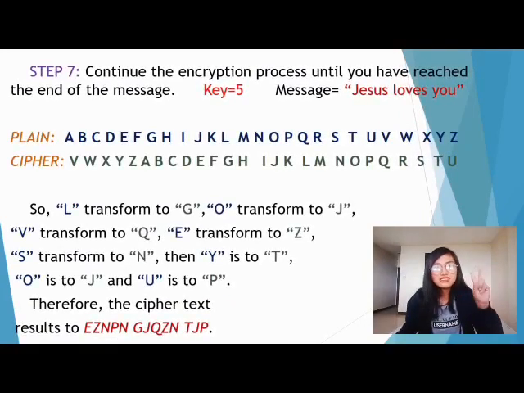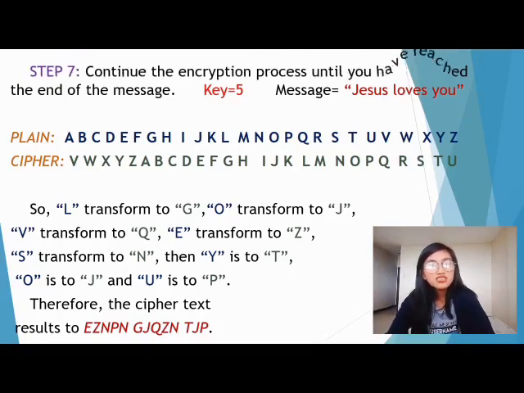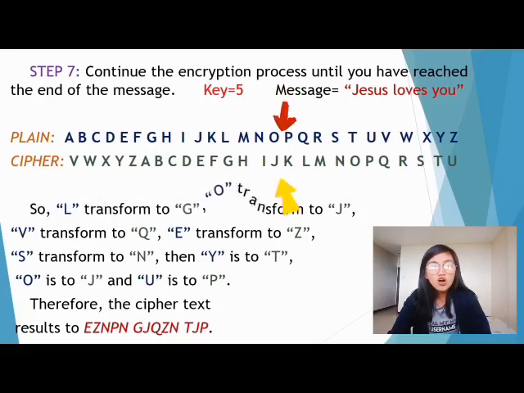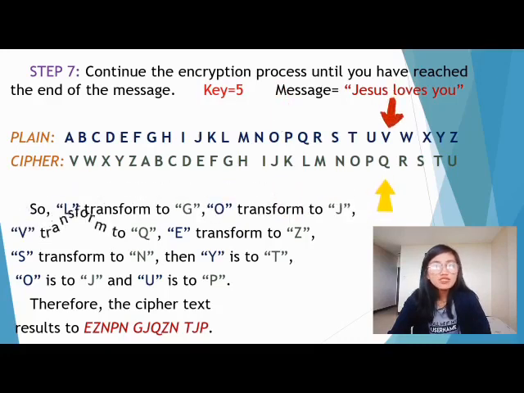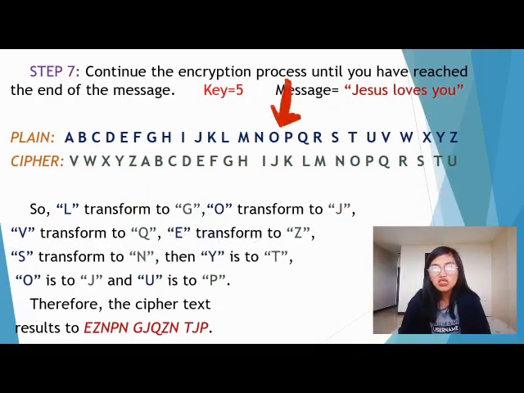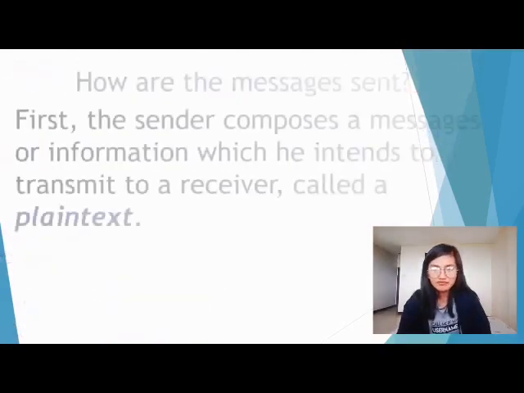Lastly, the 7th step. The 7th step is continue the encryption process until you reach the end of the message. So L transform to G, O transform to J, V transform to Q, E transform to Z, S transform to N, then Y is to T, O is to J, and lastly U is to P. Therefore, the ciphertext results to E, Z, N, P, N, G, J, Q, Z, N, T, J, P.